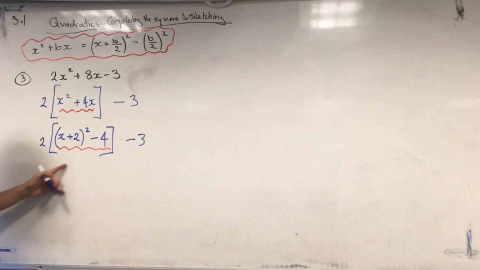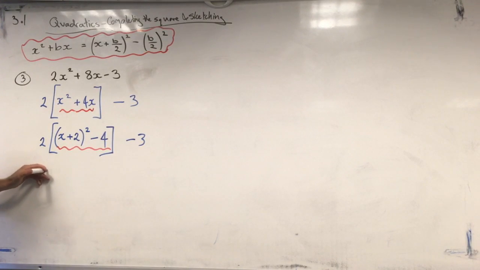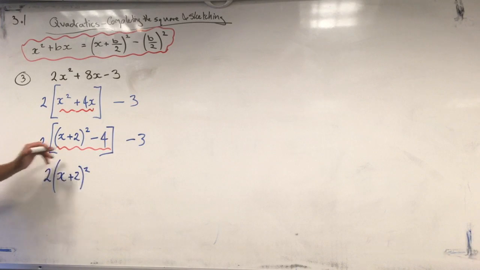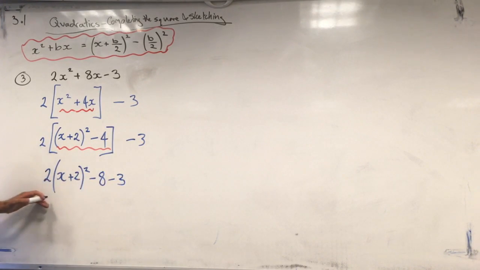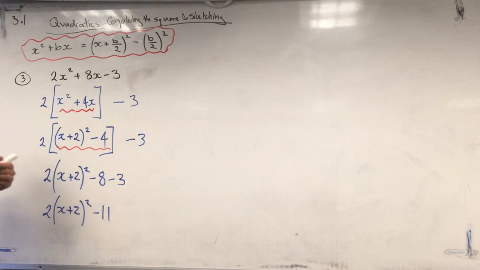Okay, now we can expand the brackets, so times out by 2, and then bring in our minus 3. So 2 lots of x plus 2 squared, 2 times 4 is 8, minus 3 now can be added on the end. So final answer is that.